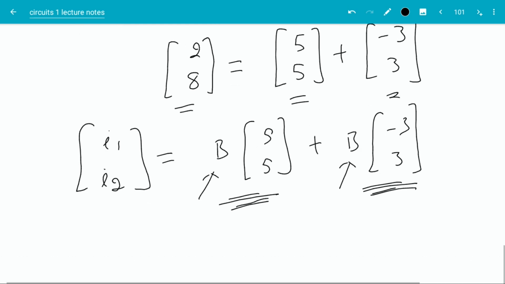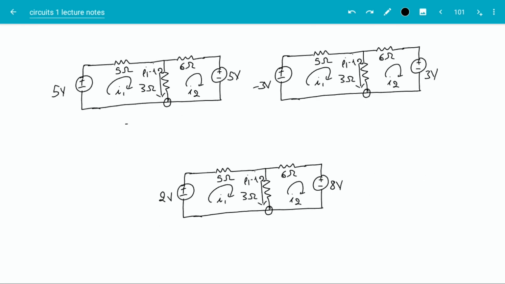So I want you guys to think about, okay, what do these two vectors mean? Does that mean if I calculate I1 and I2 in this circuit, and I calculate I1 and I2 in this circuit, I sum up those currents, will those currents be the same as the I1 and I2 in this circuit? Think about it.